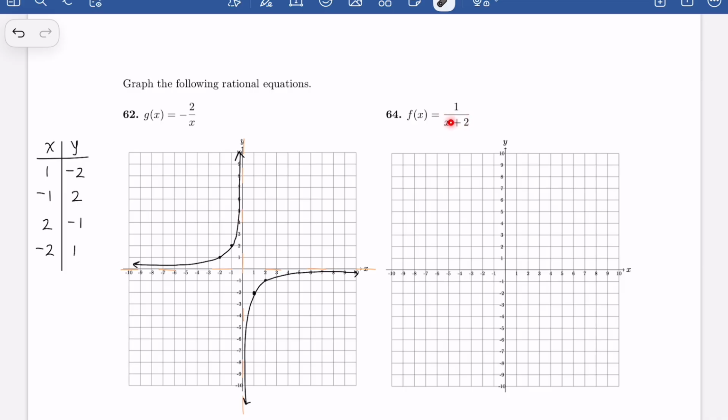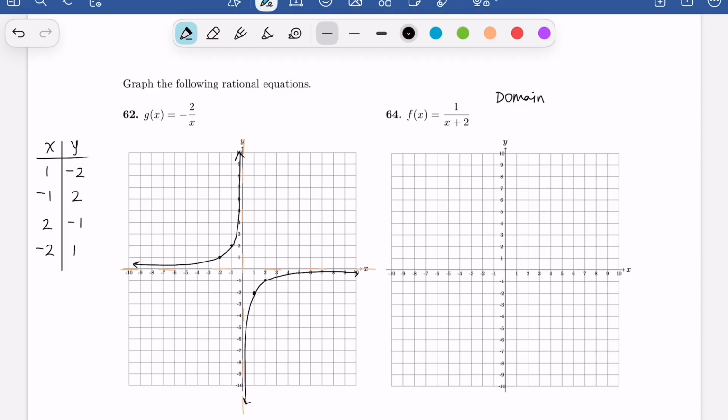Because if I were to plug in 0 for this x, this would not make my output undefined. So we want to figure out what value of our x here is going to make this denominator 0. We know that that value is going to be -2. If I were to plug in -2 into this x, I would get 0 in my denominator. So the domain for this one is going to be all real numbers except for -2.